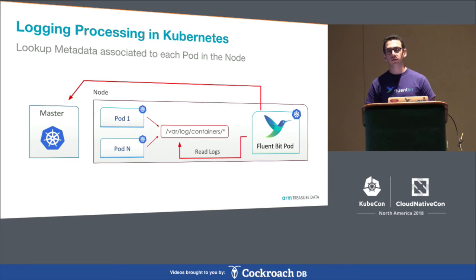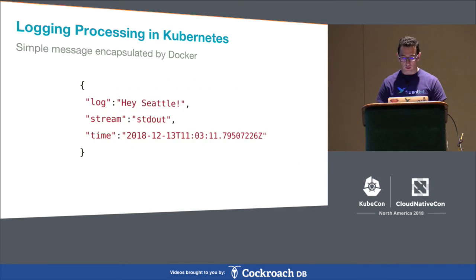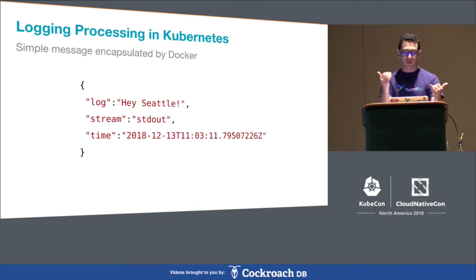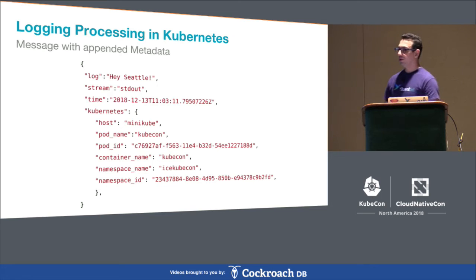Please show me all the logs in, I don't know, Elastic, that are labeled blue. And you will get them all together. Doesn't matter if you had 10 replicas of that application distributed in 20 nodes, it will work. So a simple message like this was generated from a Docker perspective. The application just said, hey, Seattle. But in Docker, at the file system level, you get the log message, the stream from where this data comes from, and the timestamp, meaning when this data was generated. And after that, your ending log message is like this, where you have all the Kubernetes context: the host, the pod name, the container name, the namespace.